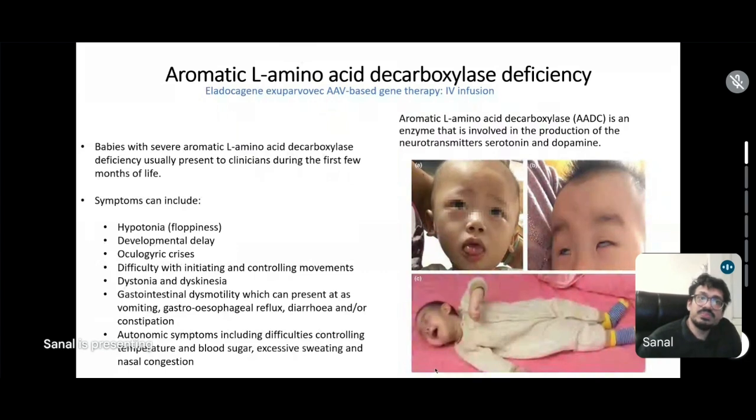So this is what happens to patients who suffer from aromatic L-amino acid decarboxylase deficiency. Babies with severe aromatic amino acid decarboxylase deficiency usually present to the clinicians during the first few months of life. Symptoms can include hypotonia, that means you will become floppy, these babies are floppy babies. Developmental delay, and your eyes will not move as expected. That is called oculogyric crisis, and you will have poor balance.